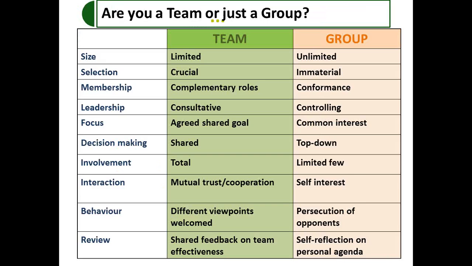Groups are often randomly chosen, or chosen as representatives. It's critical for a high-performing team to be selected. And that includes looking at their profiles and where their strengths and weaknesses are. And then there are others down there that I'll leave you to look at. Whether the leadership style is controlling or consultative. Whether the goal is agreed and shared and everybody's driving toward it, or it's a common sense of interest.